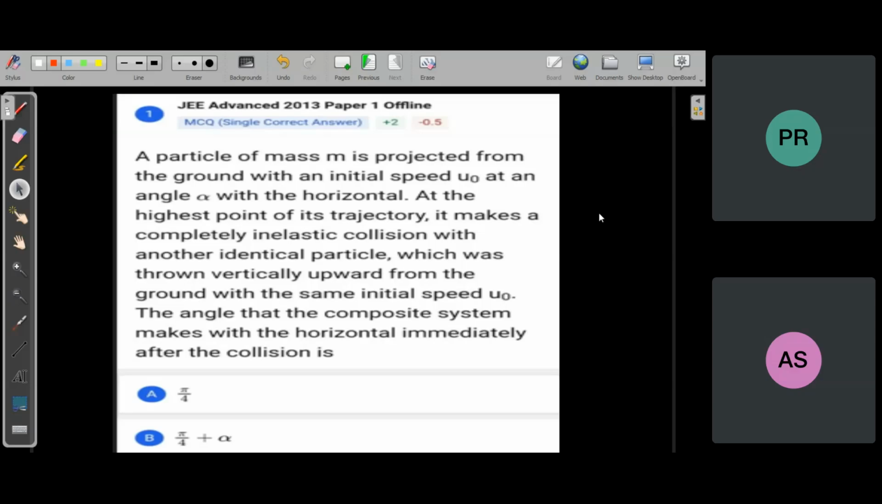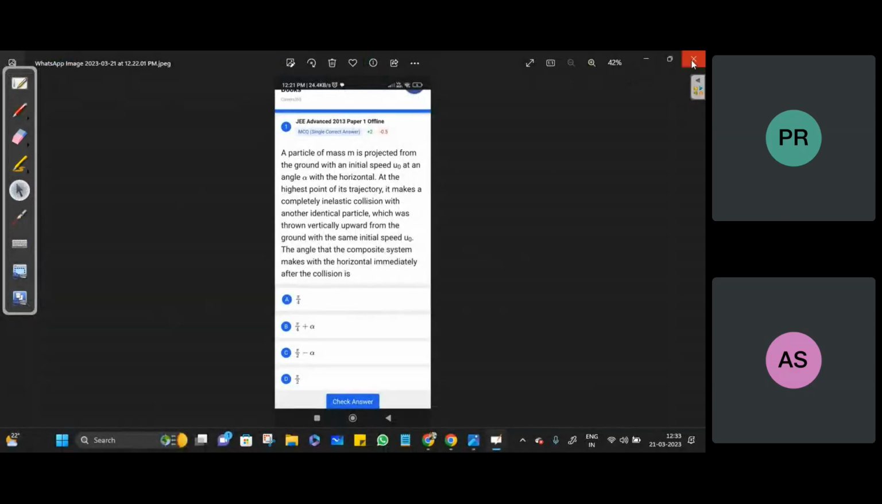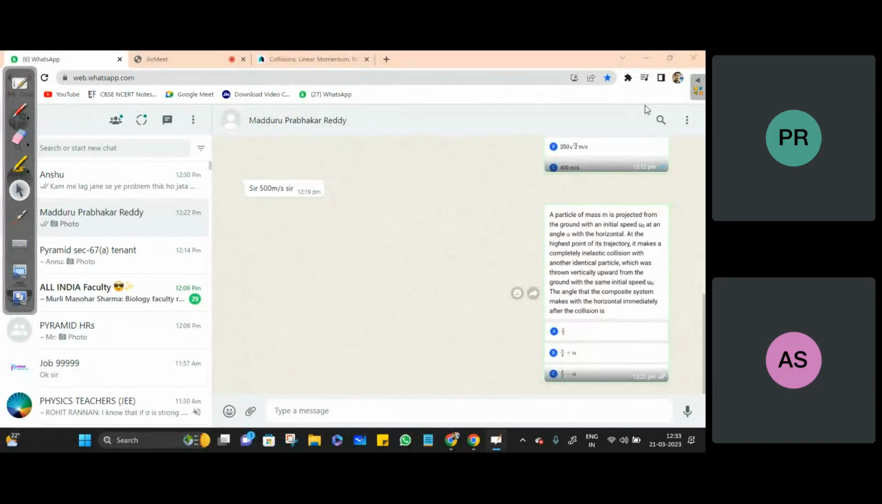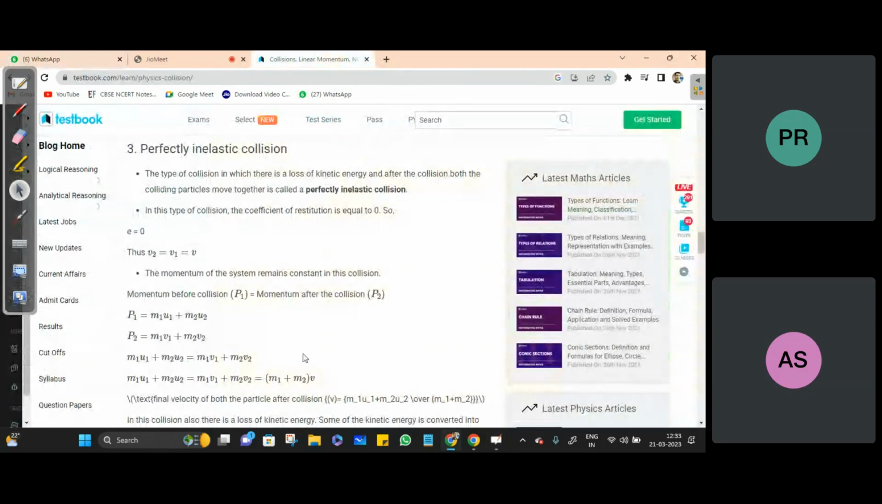Let me check. Yes, correct. The correct answer is option 1, 45 degrees. So this is the correct answer. So all these were JEE Advanced questions. Now you just keep solving complete SCV from this chapter. I think there is a separate chapter on momentum in SCV. Sir, I will do all the questions, sir. Yeah, so do all the questions from that chapter.